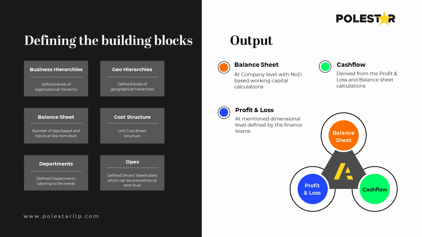And as an output, you get your standard statements, profit and loss, balance sheet, cash flow, and certain more added analysis with respect to your variance and your executive dashboards and KPIs.